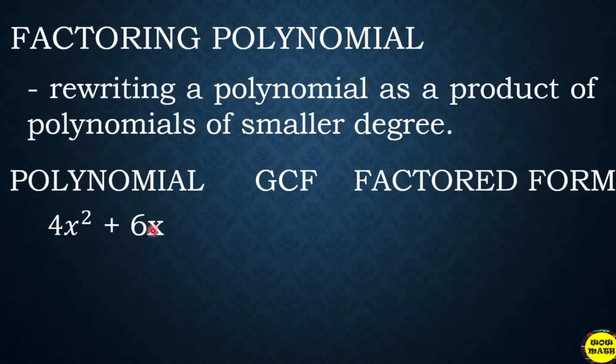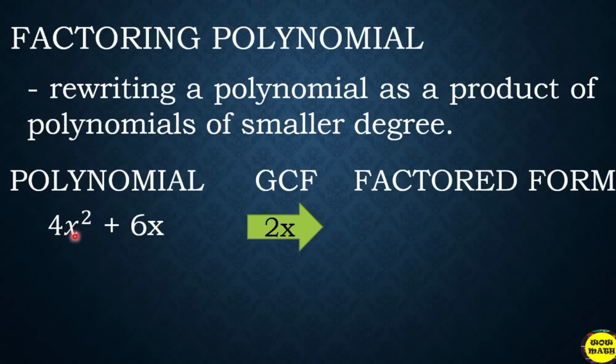So, if I have here a polynomial, so this is actually what kind of polynomial? This is binomial. Kasi we have 2 terms. So, I have 4x squared plus 6x. So, kagaya ng ginawa natin kanina, how to get the GCF. So, kunin natin yung common sa kanila. Ito ay 2 times 2. Ito ay 3 times 2. So, therefore, the GCF is 2. Okay? Kasi pareho silang may 2.